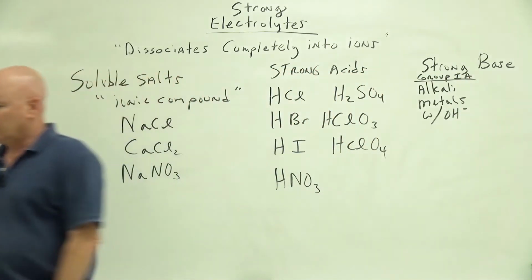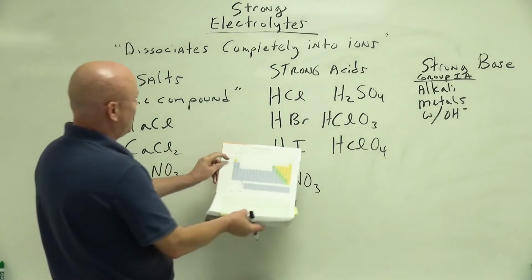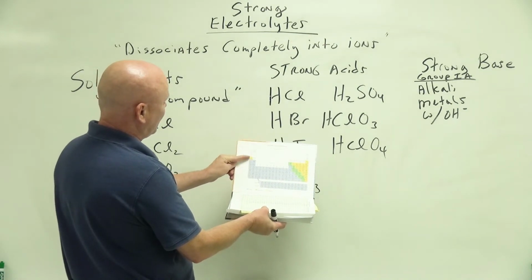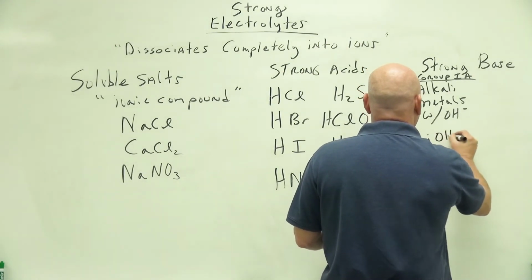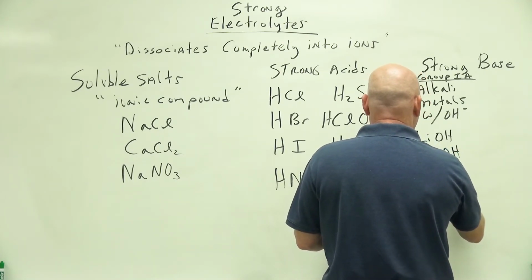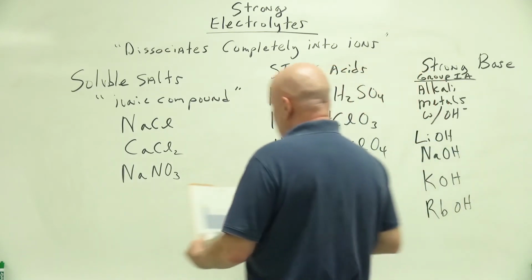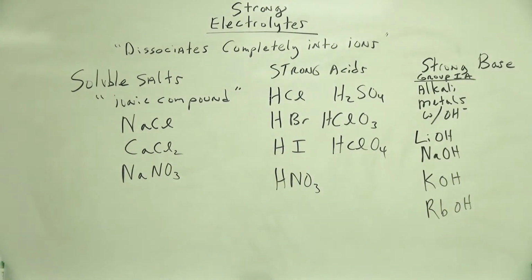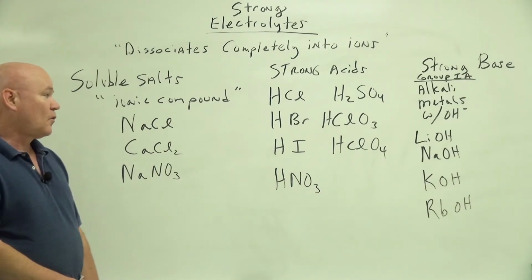And if we look at our periodic table, we will see that we have everybody in the first column, with the exception of hydrogen. Hydrogen's a gas. And we see that we have lithium hydroxide, sodium hydroxide, potassium hydroxide, and rubidium hydroxide. These are all strong bases, and they're easy to remember. You have a periodic table in front of you.